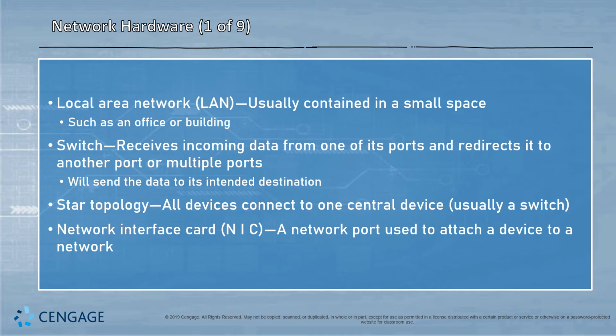So let's look at some hardware, such as the LAN. The LAN is usually contained in a fairly small space, geographically speaking. So an office or a single building, maybe a small collection of buildings. Usually if it's multiple buildings, it'll be multiple individual LANs that are then collected together into a larger LAN or even into a WAN. A switch is a device that receives data from a port and then redirects it to another single or multiple ports.